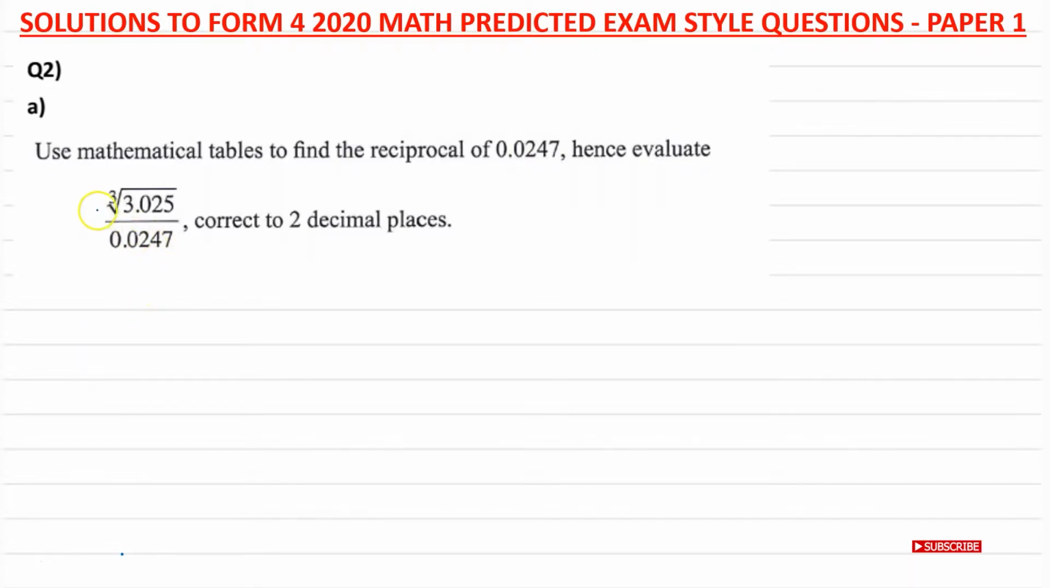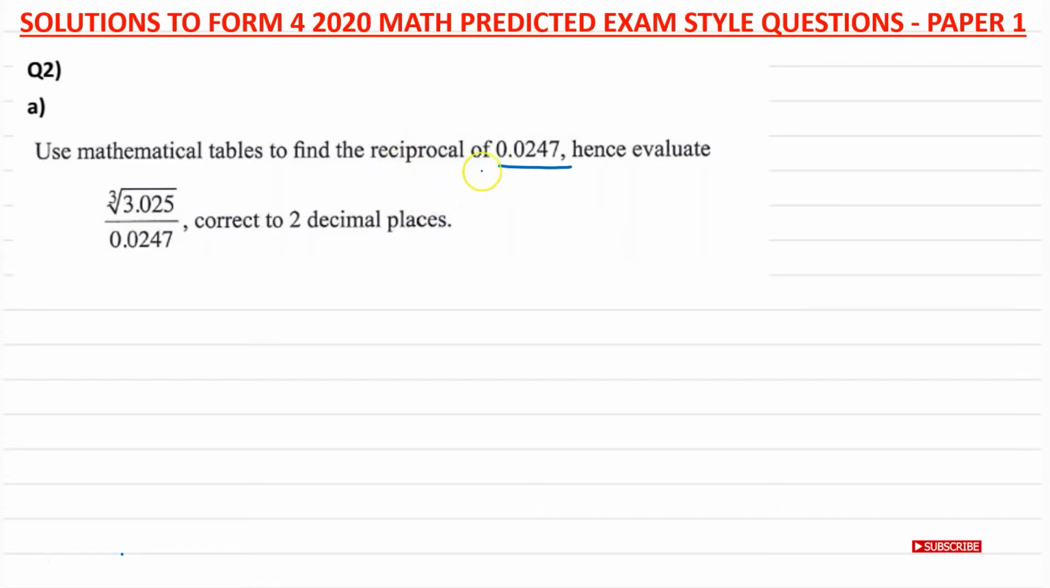Okay, so let's start with question 2a. Then there is part B to it, so please hang on. We're told to use mathematical tables to find the reciprocal of 0.0247. Hence, evaluate all these correct to 2 decimal places.